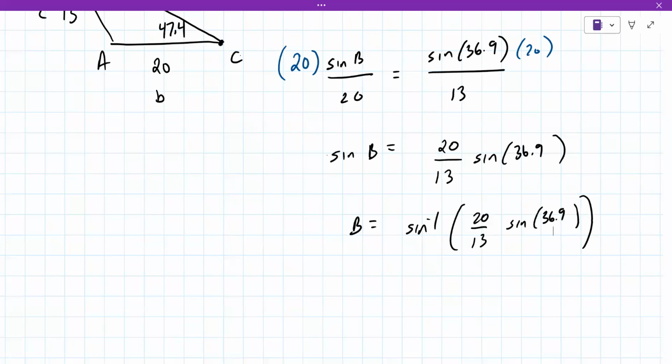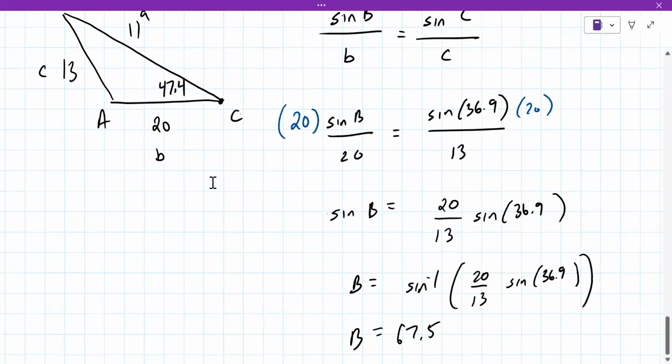Yeah, I agree. It does give you a number that is undefined. So hopefully this one works out. This one does. I got 67.5. Yes. So B is 67.5.